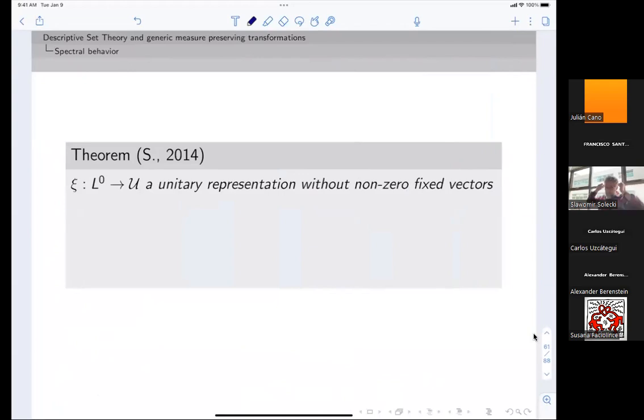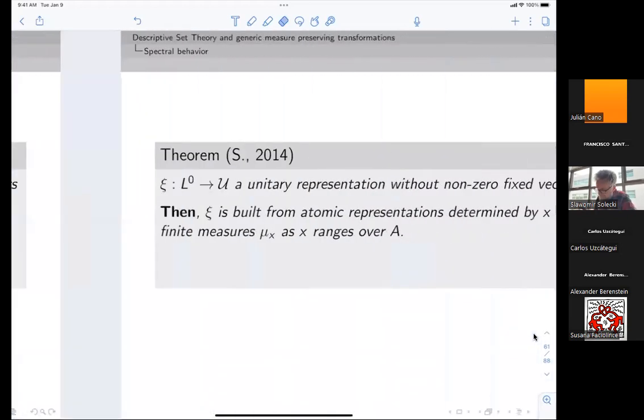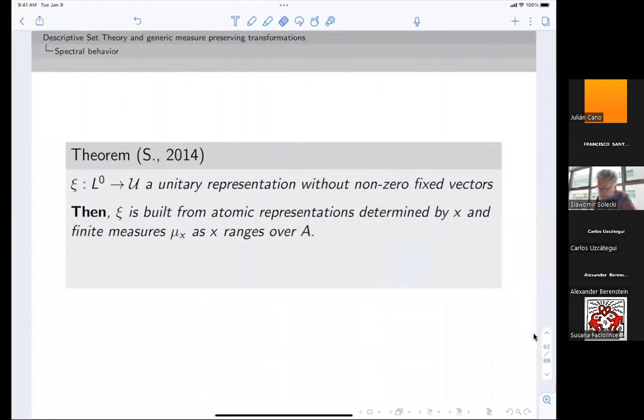So a long time ago, I proved that a unitary representation of L0 without non-zero fixed vectors (there are some non-triviality assumptions, let's not think about this) is built from atomic representations. Each of these atomic representations is determined by a code coming from the semigroup A and by a certain measure. So for every element of this fixed countable semigroup, I have these codes, and with each code, I have a measure.